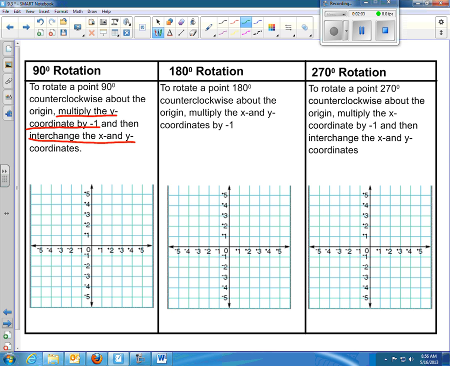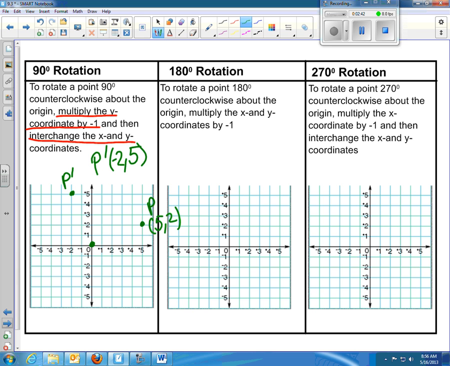So if I gave you the coordinate P, which is over at 5 and up 2, P is (5, 2). We're going to multiply the y coordinate by -1. So my y coordinate is going to become -2, but I have to interchange the x and y coordinates. So that means my new x coordinate is -2 and my new y coordinate is 5. So we're going to go -2 and up 5. Here's our P prime. So we rotated 90 degrees counterclockwise about the origin.